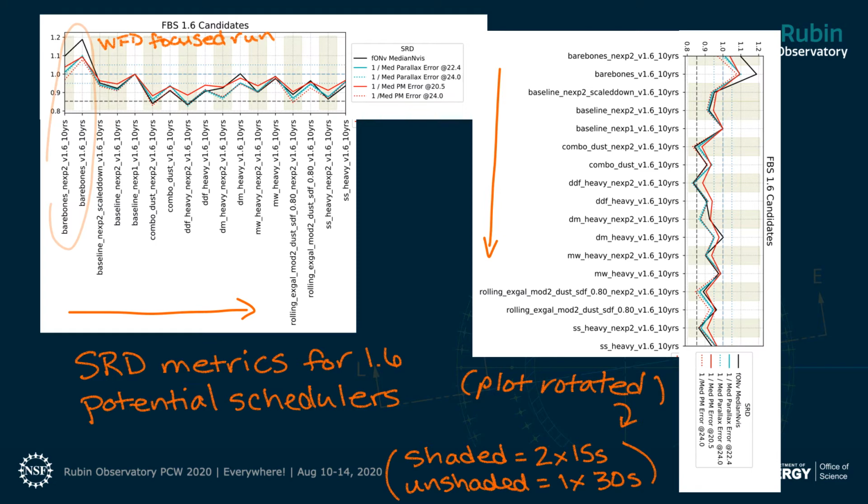Basically, you see that for runs with 2 by 15 second visits, because we get fewer visits overall, the metrics are a little lower, and then when we use 1 by 30 second visits, the SRD metrics tend to be a little higher.